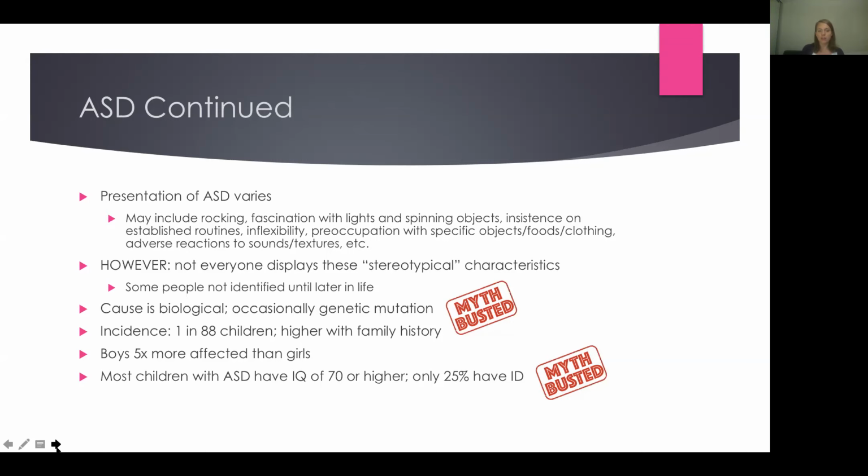And I think a lot of people assume that people with autism have a low IQ. That's actually widely untrue. Only 25% actually meet the criteria for also having ID. Most kids actually have an IQ that's 70 or higher, so in a range that would allow them to function and learn. It's just the autism which makes that process a little bit harder.